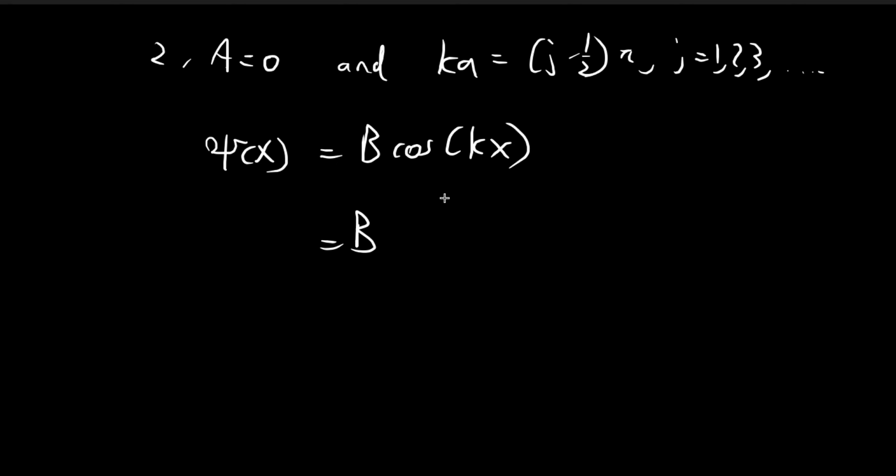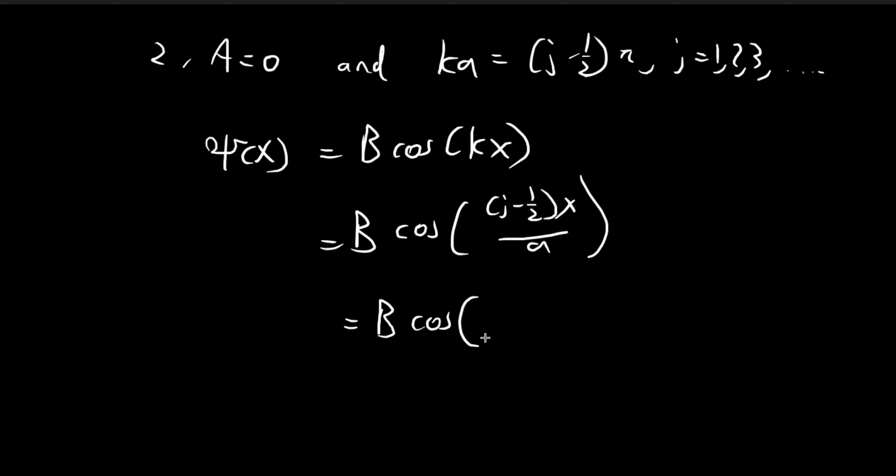And then once again, I can just substitute, instead of writing k, I can write this as (j minus 1/2) x divided by a. And then I'm going to do something I did before. I'm going to multiply the numerator and denominator by 2, so I get (2j minus 1) x divided by 2a. And so there we have it. This is what xi of x is going to be.